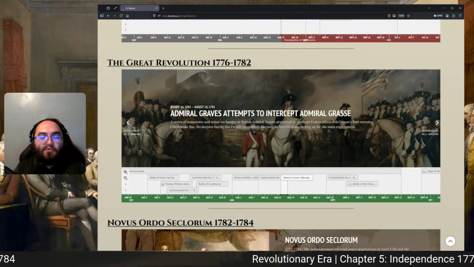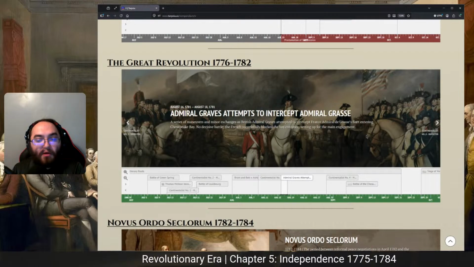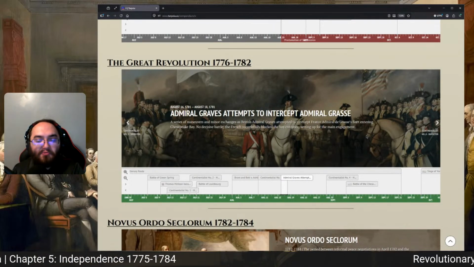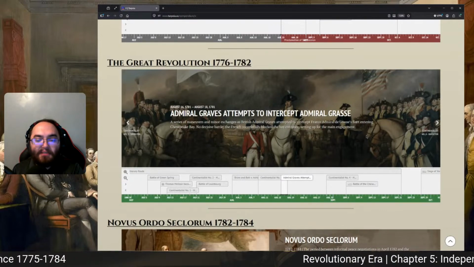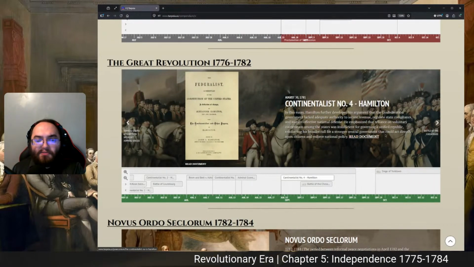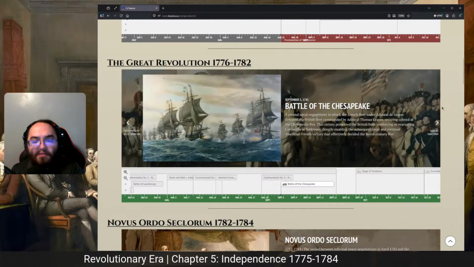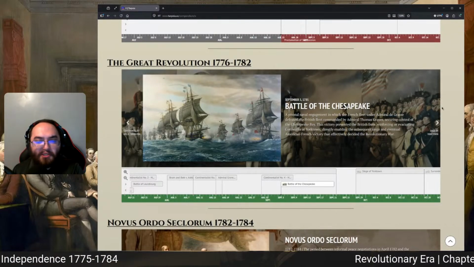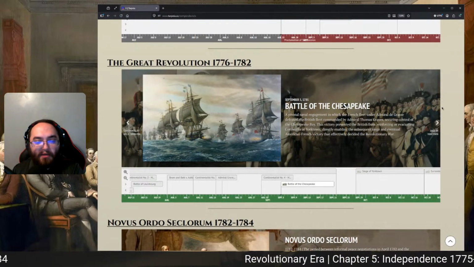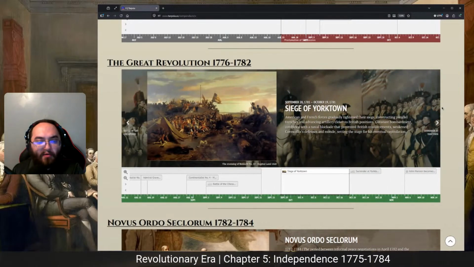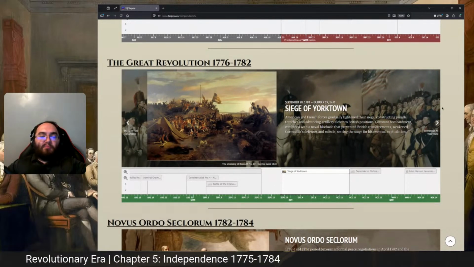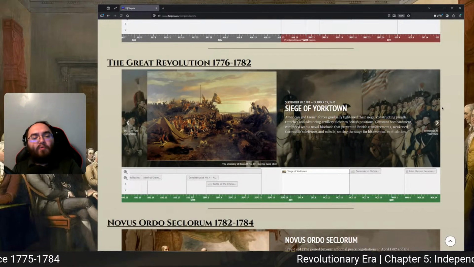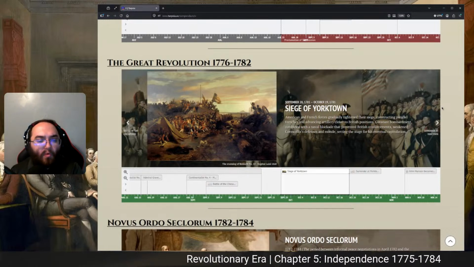Admiral Graves attempts to intercept Admiral Grasse. So Graves is the British admiral, but he fails to capture and defeat Grasse's navy. Continentalist number 4. You have the Battle of the Chesapeake, a pivotal naval engagement which opened up the Chesapeake for the French after defeating the British. And this allowed the French and the Americans, with Washington and Rochambeau, to meet at Yorktown and surround Cornwallis in the city.